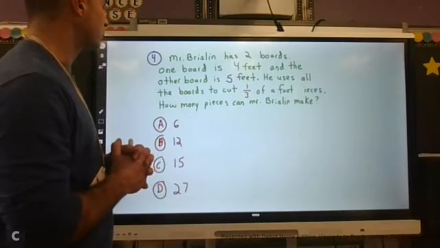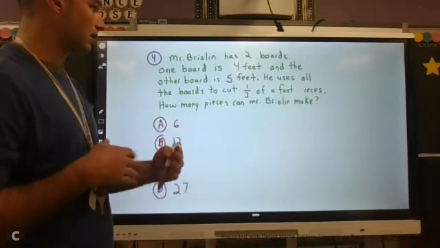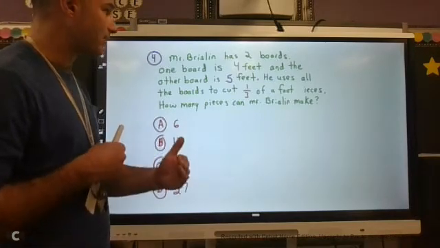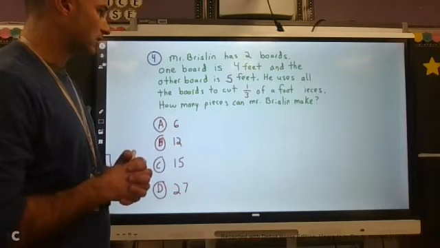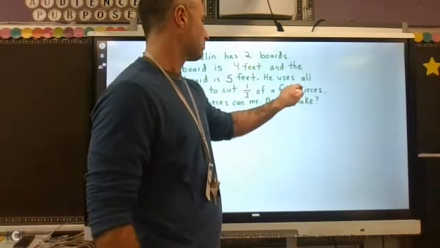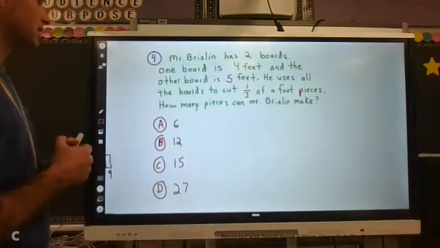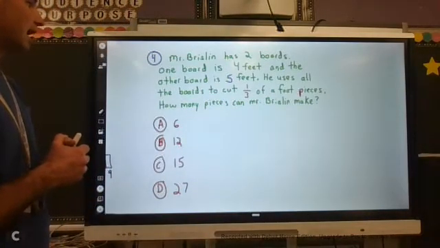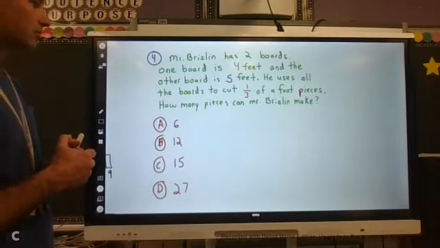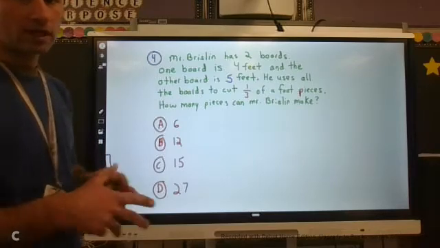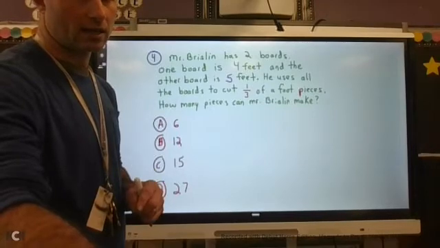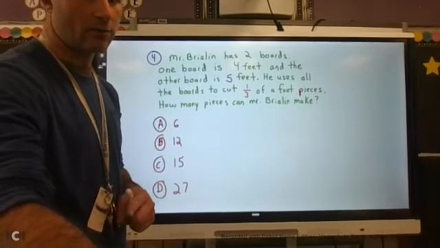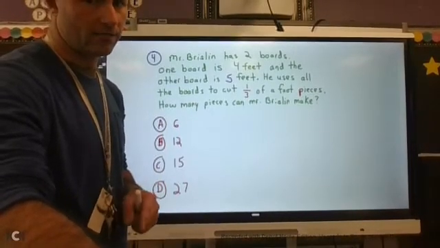Okay, Mr. Brisland has 2 boards. One board is 4 feet, and the other board is 5 feet. He uses all the boards to cut 1/3 of a foot pieces. How many pieces can Mr. Brisland make with all of this? Hit the pause button to figure out what the answer is by drawing and then coming up with the expression. And then finally coming up with the answer.